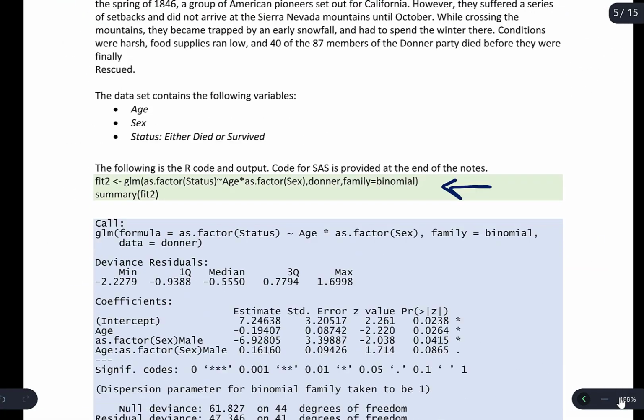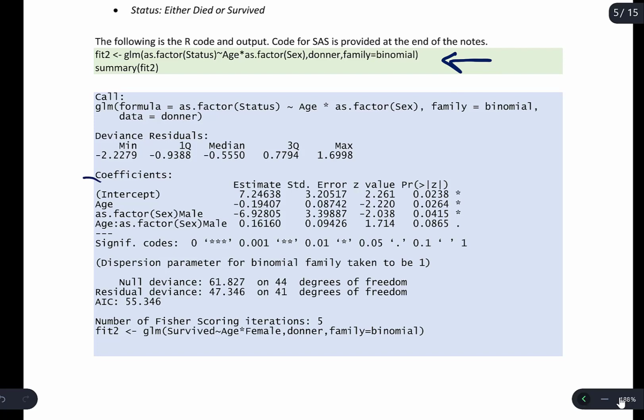Now here, looking at the R output, again, you get your estimates. And notice for the explanatory variables, it actually does give me which level it is fitting. So in this case, females are the reference, they're coded as 0, and male is coded as 1.